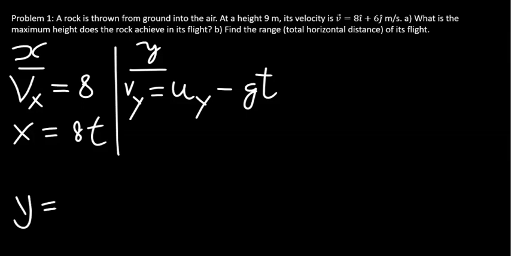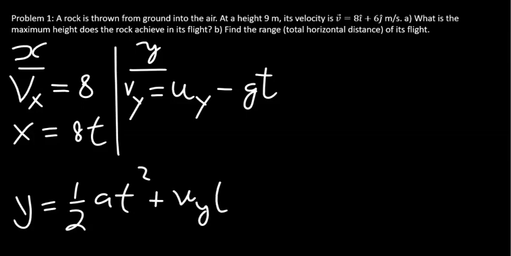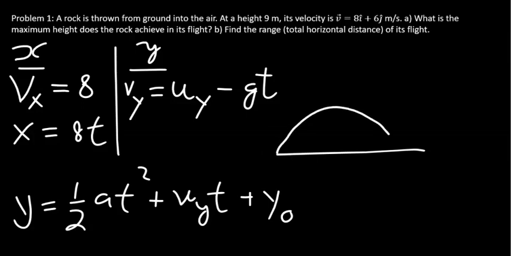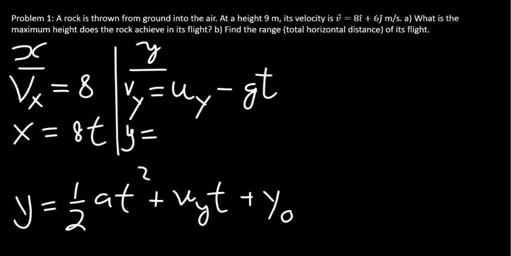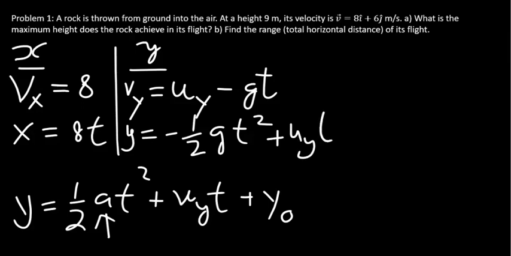Now the y coordinate would change according to this equation, plus u_y t. Now there is no y naught. Remember, the trajectory of that rock starts like that. So it starts here, where x is 0 and y is 0. So that's the initial coordinate of that rock. So the y coordinate of this rock would be minus half g t squared, because a is minus g, plus u_y t, and this is 0. So there is no y naught.